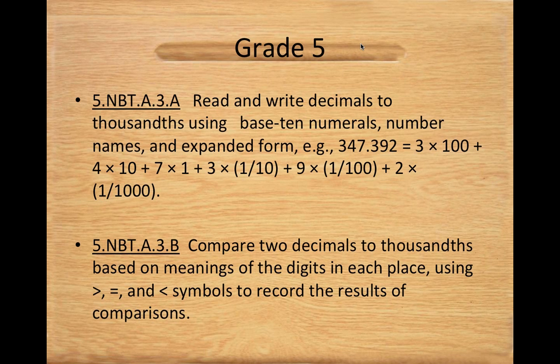3 times 100, plus 4 times 10, plus 7 times 1, plus 3 times 1/10, plus 9 times 1/100, plus 2 times 1/1,000. Being able to, as I said before, take these numbers and write them in expanded notation. We take our whole numbers and write them in expanded notation. Now we're taking our decimals and writing them in expanded notation. So again, we're building upon our number system, extending it from our whole numbers to our decimals. Comparing two decimals to thousandths based on the meanings of the digits in each place. Greater than, less than. Again, it's the comparison. How do we compare numbers? We do that with whole numbers. How do we now extend this to our decimals?